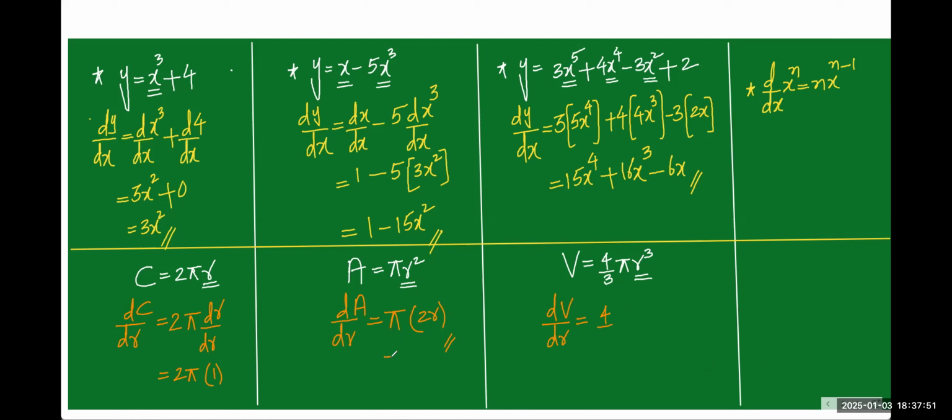If you want, you can write one more step. That is 2 pi r. Now 4 by 3 as it is. Pi also as it is. Can you tell me now? r cubed gives 3r squared. Exactly. 3 and 3 must be cancelled. The answer will be 4 pi r squared. And that's it.